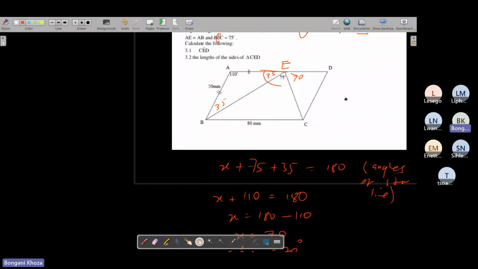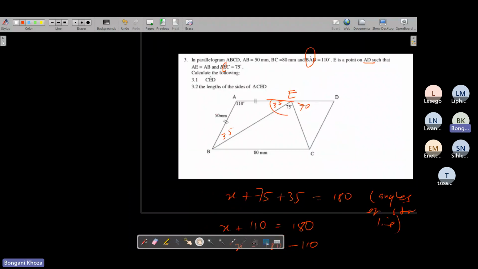Next, we know that this is a parallelogram. So our question is asking us to find the lengths of the sides of this triangle. So I'm supposed to get, what's the size of this? What's the size of that? What's the size of this? Right, so if this is a parallelogram, let's erase all of this.